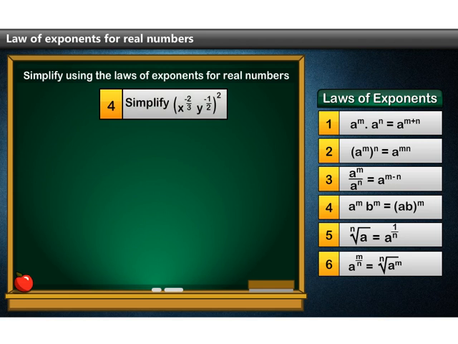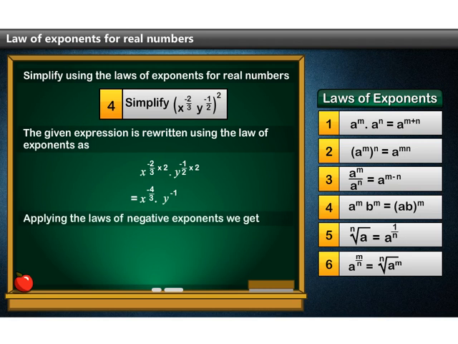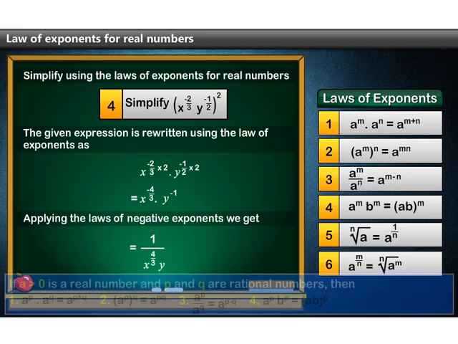Simplify: x raised to the power minus 2 by 3, y raised to the power minus 1 by 2 whole square. The given expression is rewritten using the law of exponents as x raised to the power minus 2 by 3 into 2 into y raised to the power minus 1 by 2 into 2, that is equal to x raised to the power minus 4 by 3 into y raised to the power minus 1. Applying the laws of negative exponents, we get 1 divided by x raised to the power of 4 by 3 into y. Thus, we can summarize the laws of exponents for real numbers.